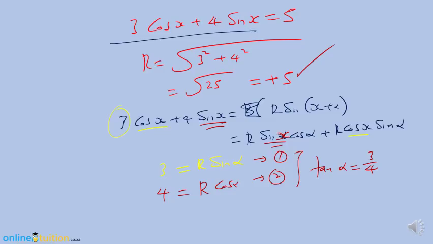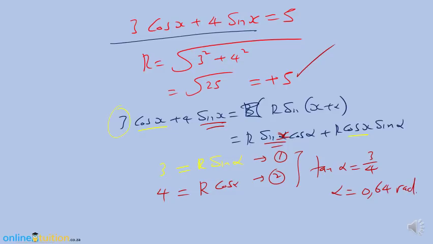So I'm going to show you very quickly. Second function, make sure your calculator now is in radian mode. Second function tan of 0.75, which is 3/4. So it tells me that alpha is 0.64, and this would be in radians.